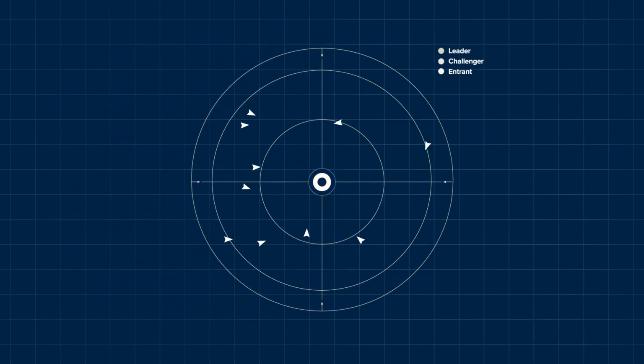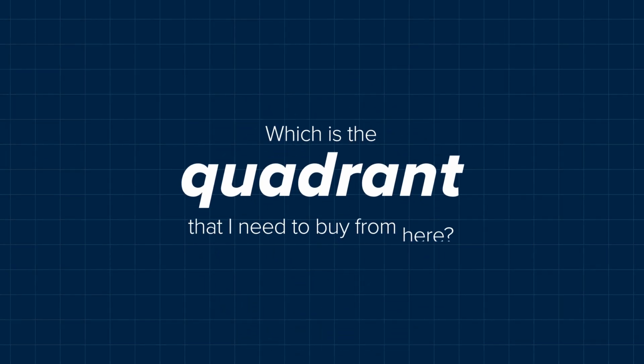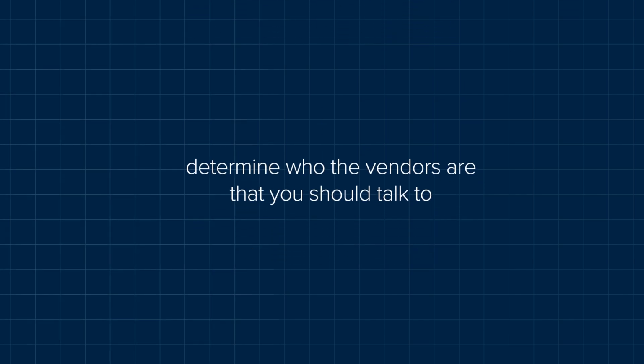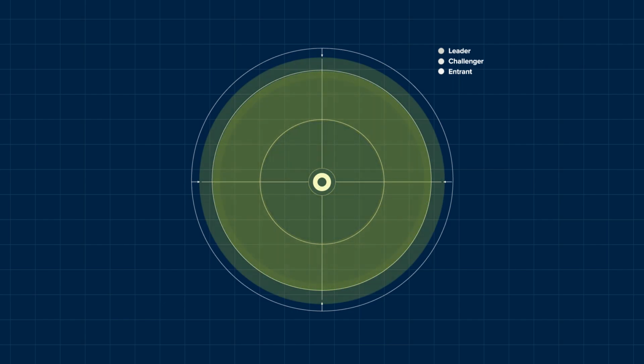And really, when you're looking at a buyer's guide and when you're down to selecting vendors, the most important question is, which is the quadrant that I need to buy from here? From there, you determine who the vendors are that you should talk to. And the best way to do that is to take a look at the circle that makes the most sense.